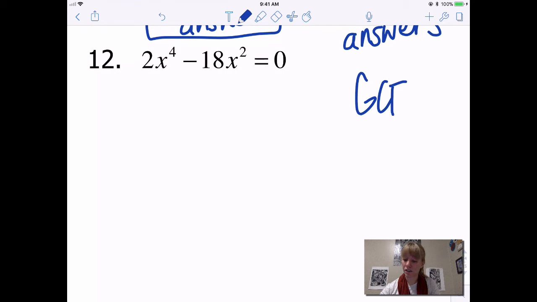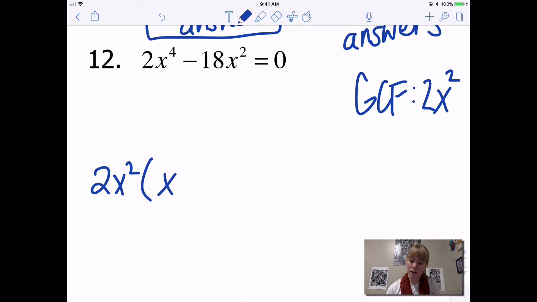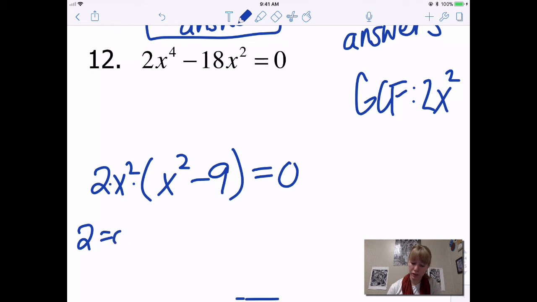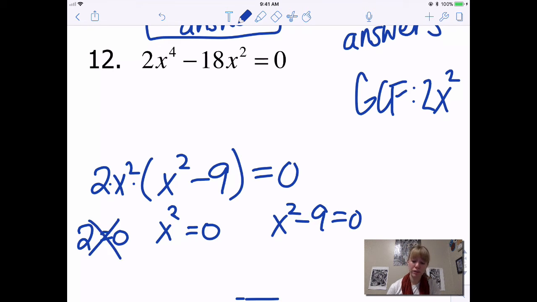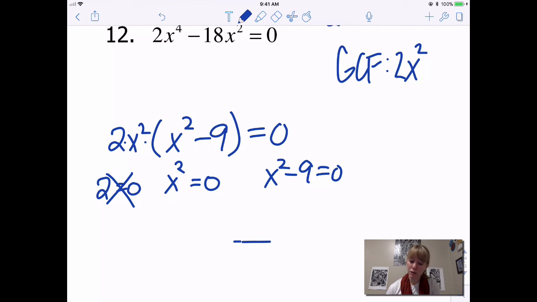Check a GCF again. This time I've got a 2x squared. So 2x squared, x squared minus 9 is equal to 0. Can set up all these problems. 2 equals 0, x squared equals 0, and x squared minus 9 equals 0. 2 equals 0 doesn't make sense. X squared equals 0 is only true if x is equal to 0.